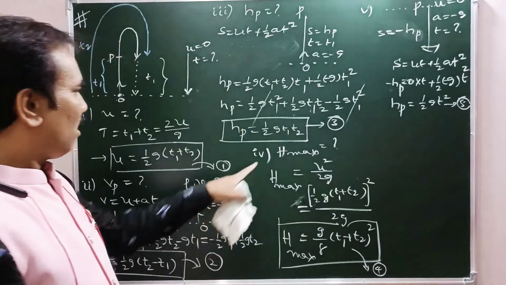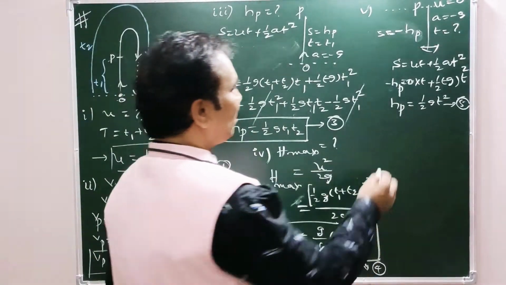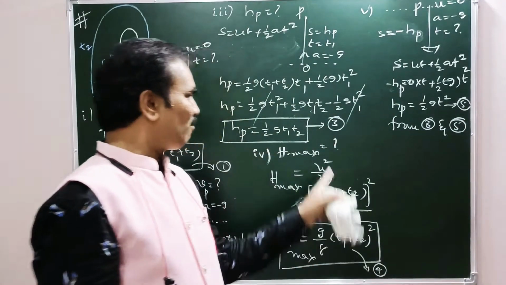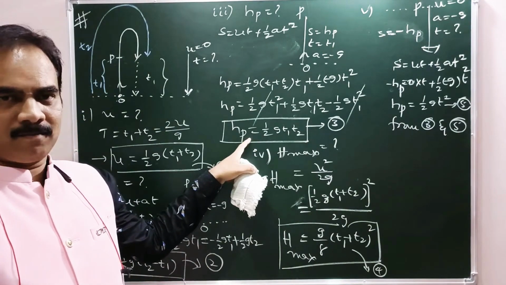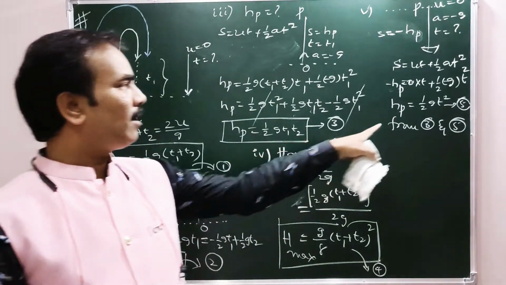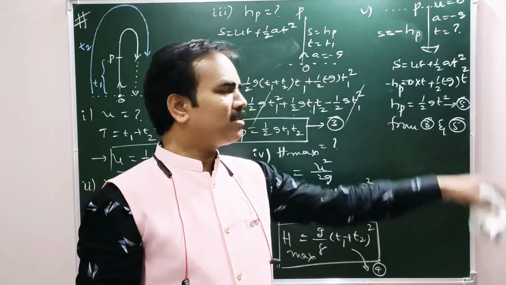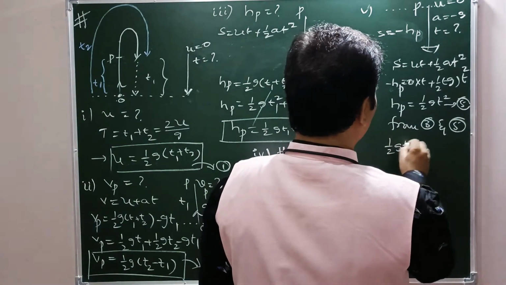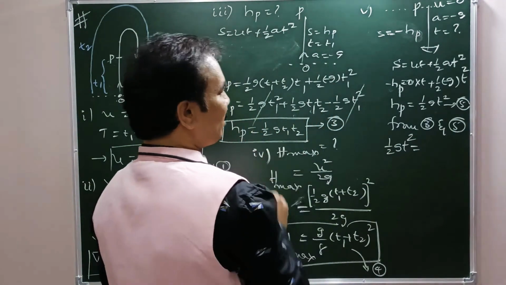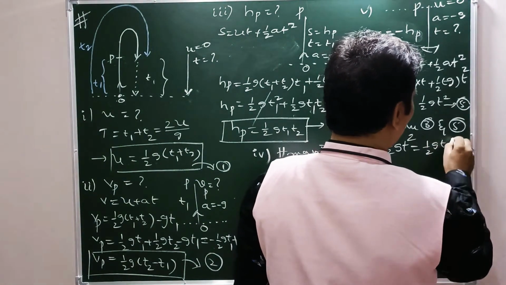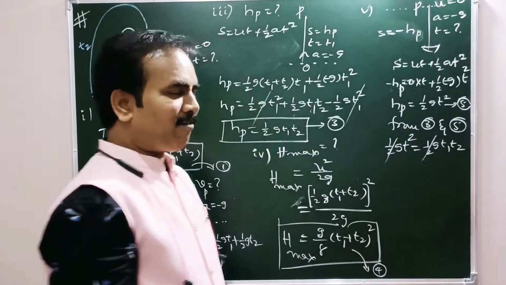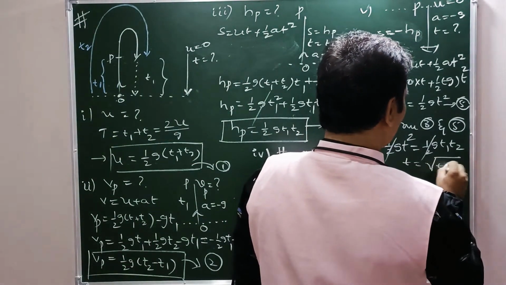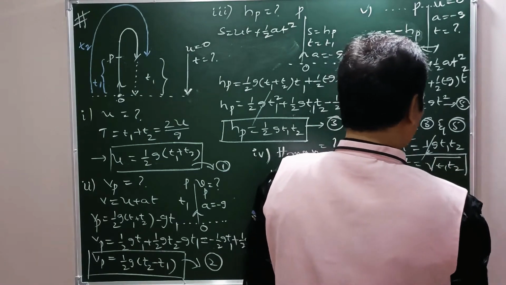Now from 3 and 5. See equation number 3: the height of point P from the ground is half g T1 T2. Here the height of point P is half g t squared. Equate both: half g t squared equals half g T1 T2. So half g cancels. We are left with t squared equal to T1 T2. Now t equals root of T1 T2. This is the required relation.